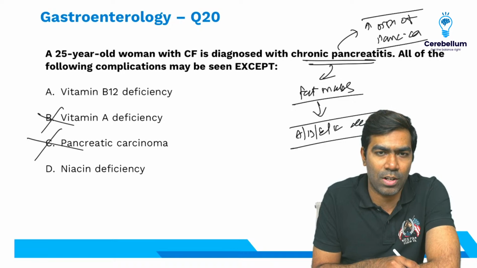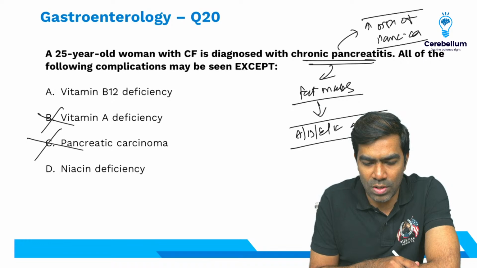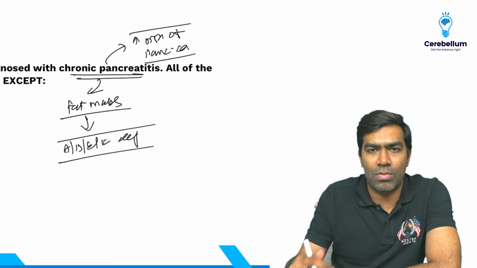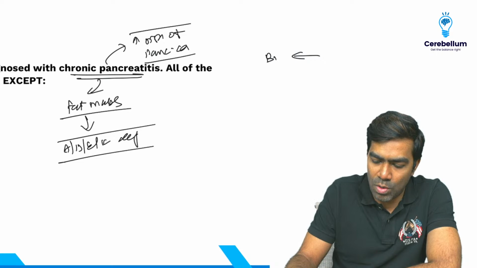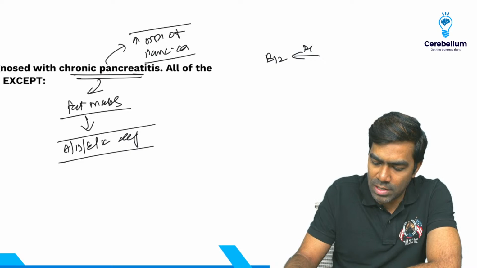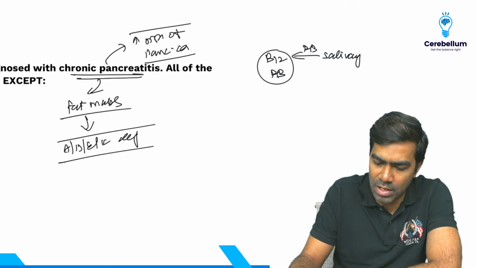And what about B12 deficiency? B12 deficiency also will be seen. Why? Because we know the mechanics of B12 absorption. In the mouth, B12 will be bound with something called R binder. Where is R binder coming from? R binder is coming from saliva, from the salivary glands. So there will be a B12 R binder combination, which will enter the stomach.